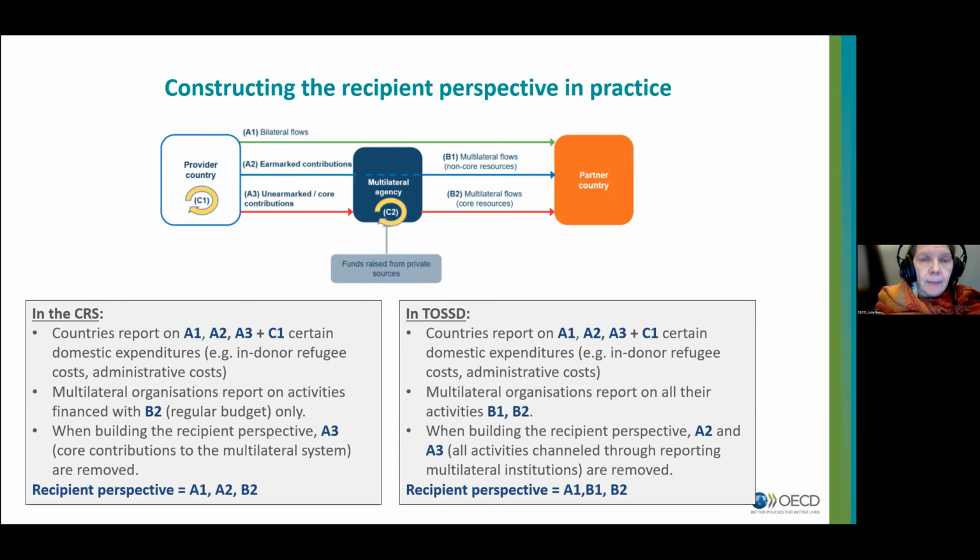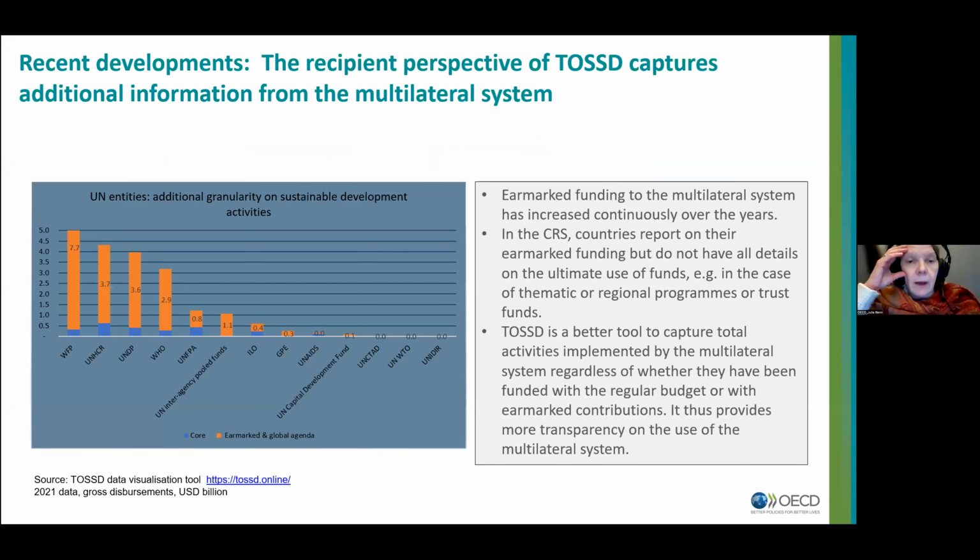So then this is a picture that explains how the provider perspective and recipient perspective play in our statistical systems. There's an explanation for the CRS, there's an explanation for TOSSD, and how TOSSD is getting to an improved picture of how the multilateral financing is channeled to developing countries. But in the interest of time, I think I will skip over this one, and maybe if there are questions, we can get back to that slide.